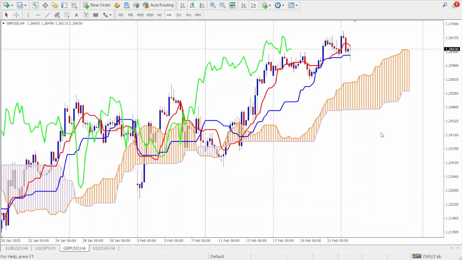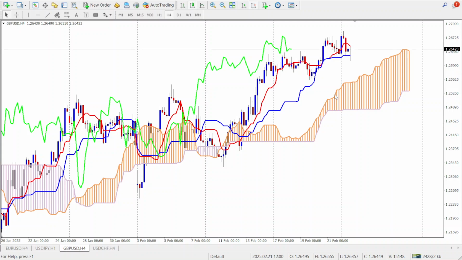But the entire Ichimoku system consists of several component indicators, like the Tenkan Sen, which is called the conversion line. Okay, and this is the faster line, and it reflects the average of the highest and lowest prices over the past 9 periods. Then we have the Kijun Sen, which is called the baseline. It is the slower line, representing the average of the highest and lowest prices over the past 26 periods.